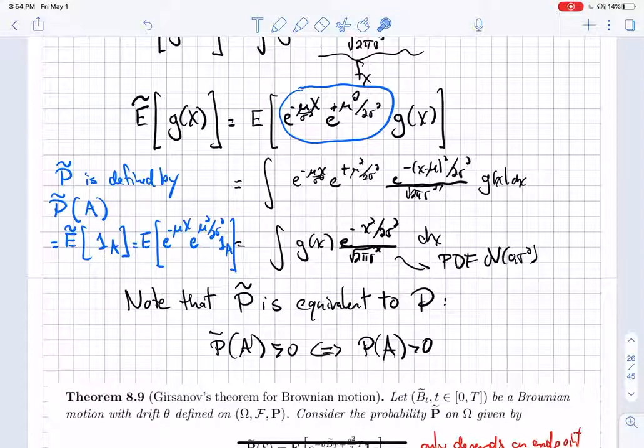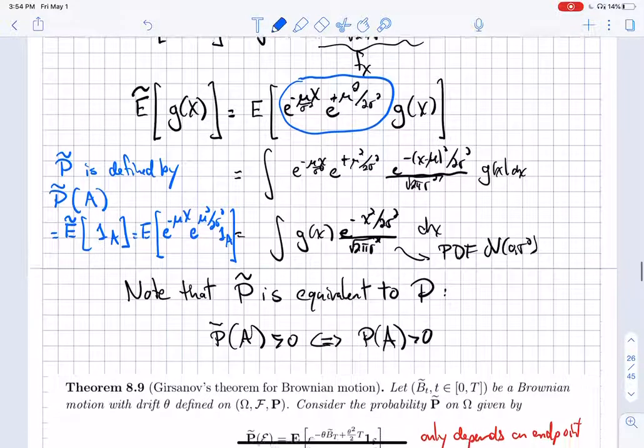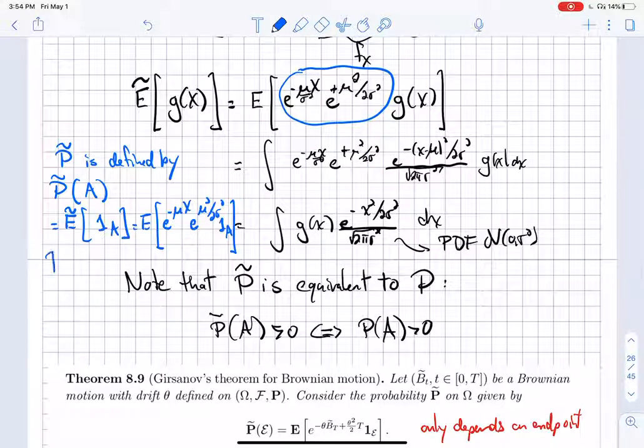So a probability, remember, has 3 properties. The probability of the whole space is 1. So if I take the whole space, the indicator function is 1. And by the form of the MGF of a normal mu sigma square, this is 1. Okay, so this is a little exercise. So P tilde is a probability.